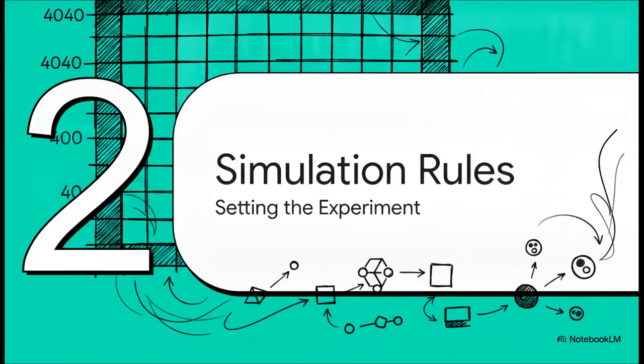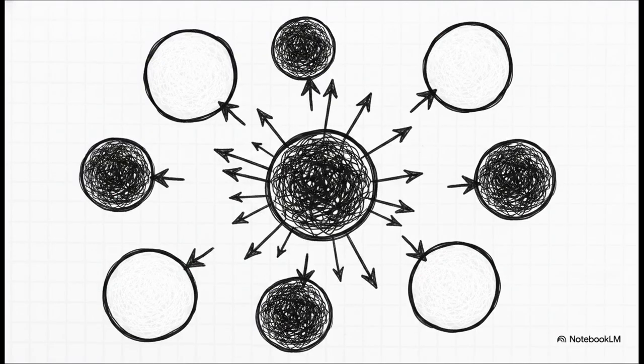Okay, moving to Section 2, the simulation rules. Let's see how the researchers actually turned this philosophy into a mathematical, computational experiment. Imagine a digital arena. We have a 2D tissue grid, 40 by 40 sites, and each site is either healthy, cancerous, or dead. The cancer cells attempt to convert adjacent healthy cells with a fixed probability.